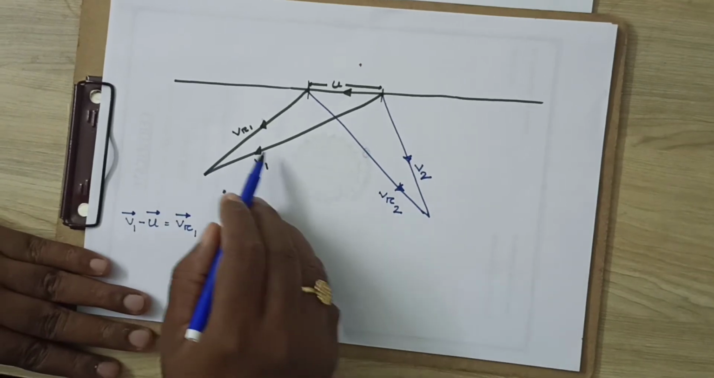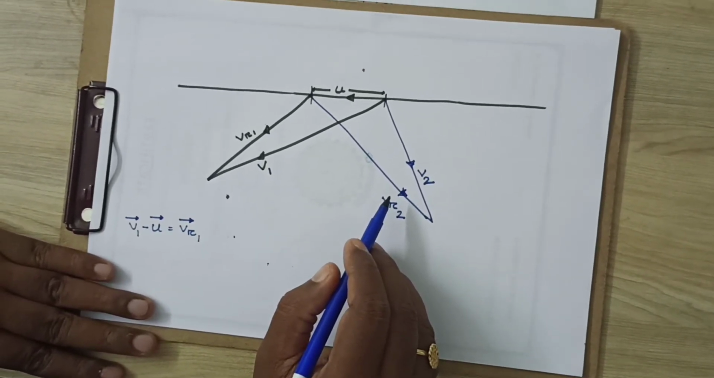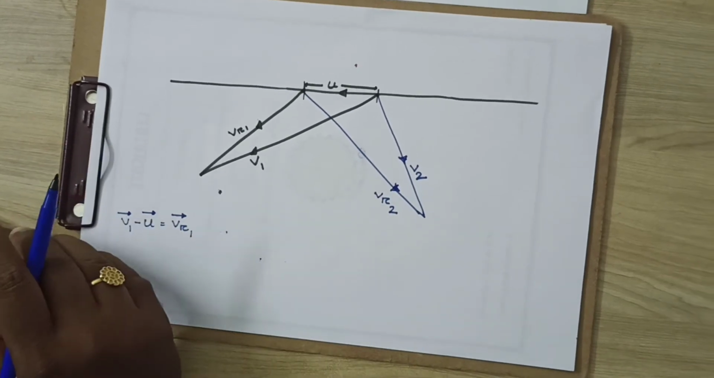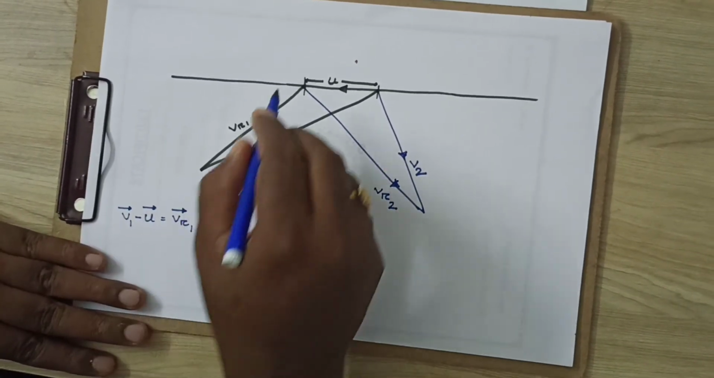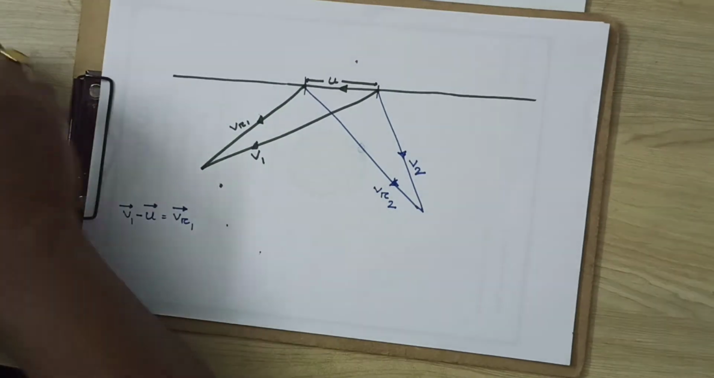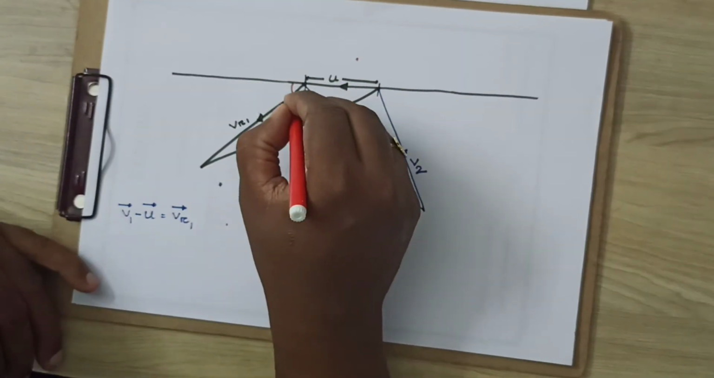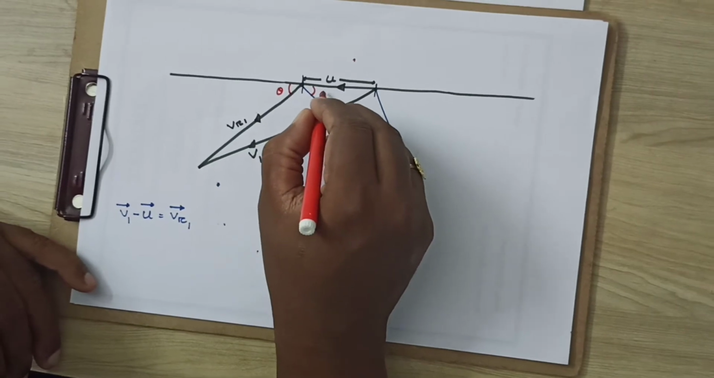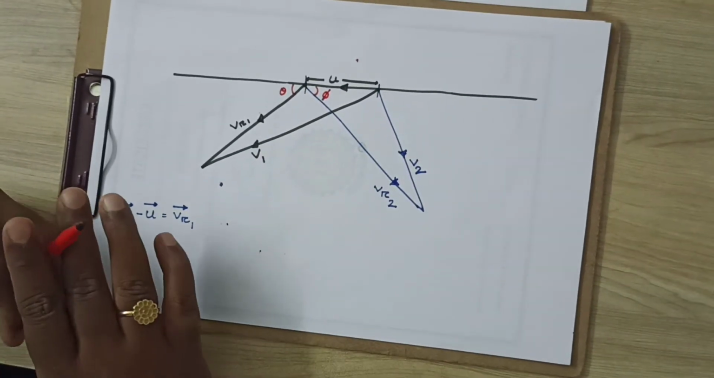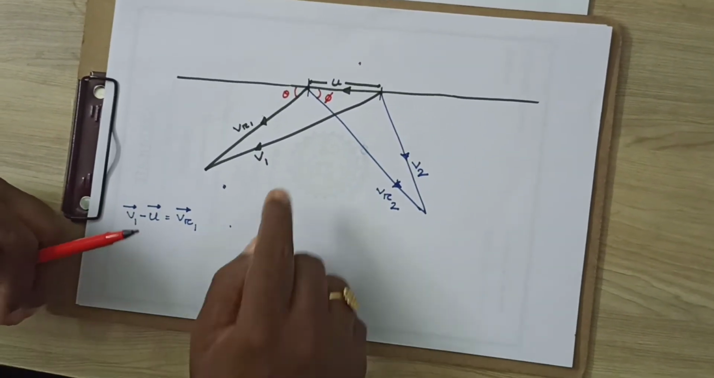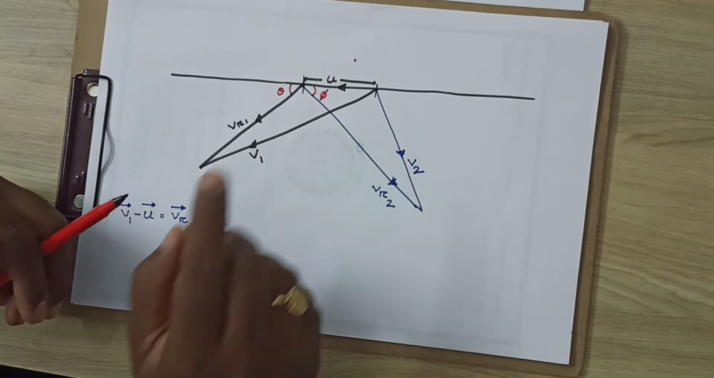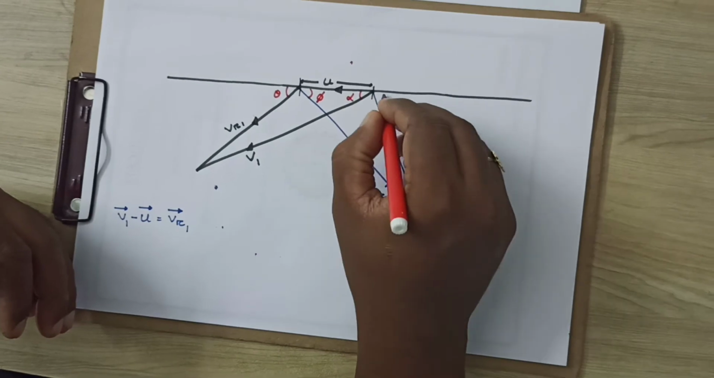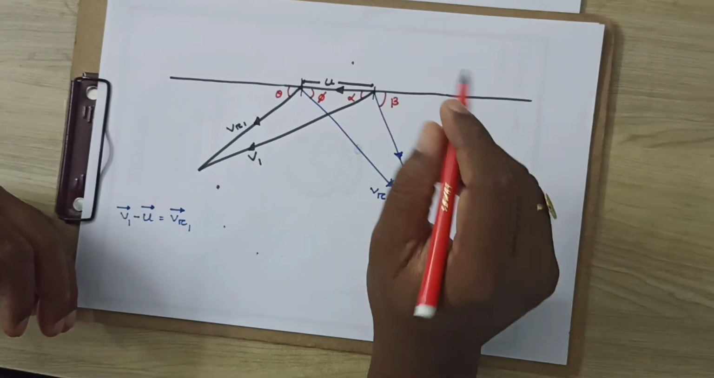Our next step is to give angles. These relative velocities are associated with the blade, so they have to be given blade angles. Blade angle at inlet is theta. Blade angle at exit is phi. Likewise, the absolute velocity jet, the incoming one, makes an angle here. This is alpha and this is beta.